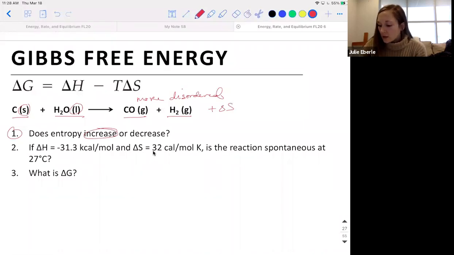All right, question number 2. If delta H is negative 31.3 kcal per mole, so it gives us a value, negative delta H, that's exothermic, releasing heat, releasing energy. And then delta S is a positive 32 calorie per mole Kelvin. Is the reaction spontaneous at 27 degrees Celsius? Haley says yes automatically. Why did you say yes so quick? We haven't even calculated anything.